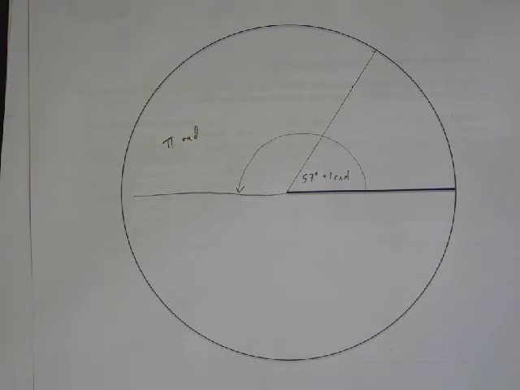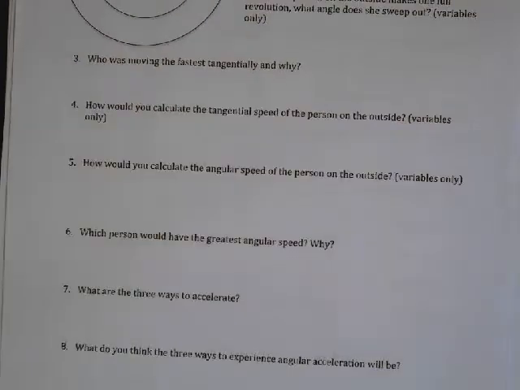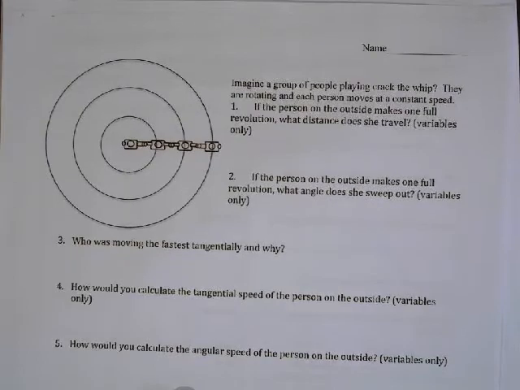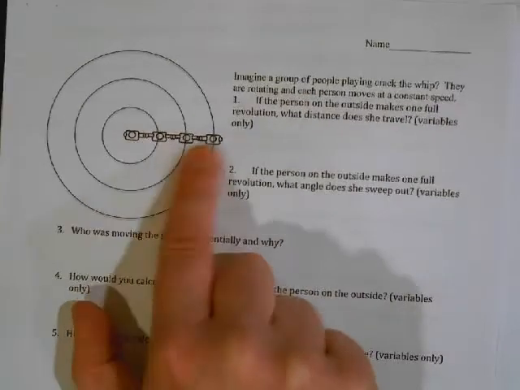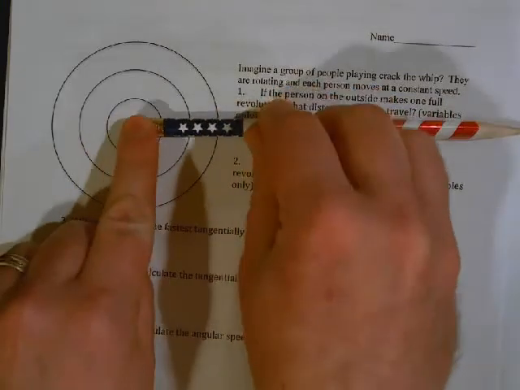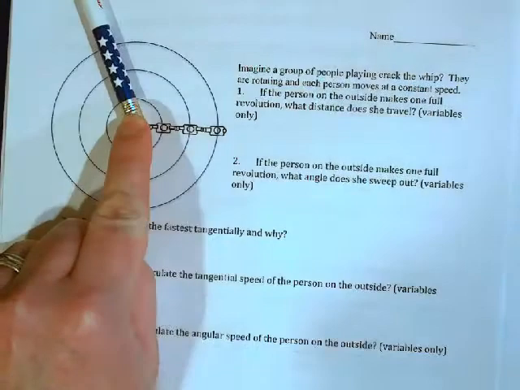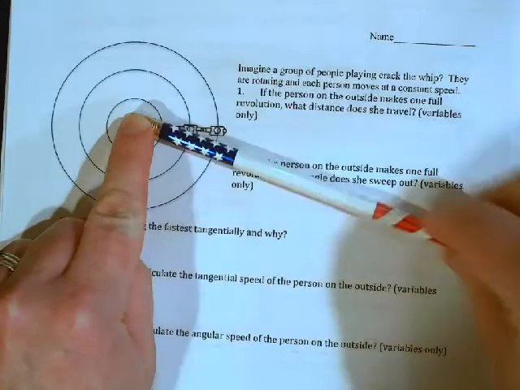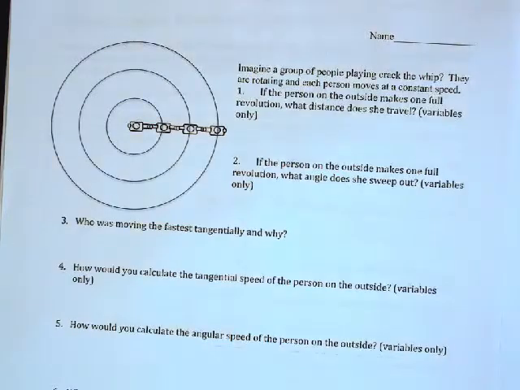So that's important. You guys can fill that out a little bit more in depth. You can pause it and fill it out more in depth. But if you look at this page, now if you have a bunch of people here playing Crack the Whip, they are going to be spinning around like this. So they're going around in a circle.